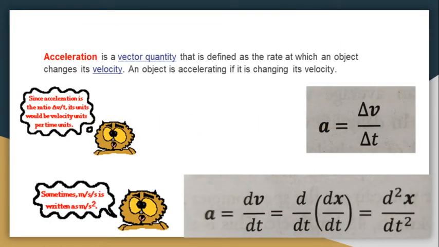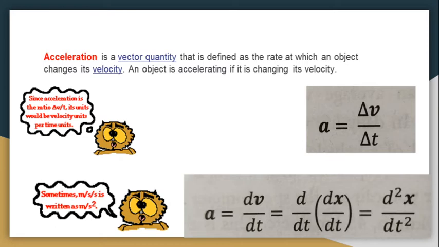Acceleration is a vector quantity that is defined as the rate at which an object changes its velocity. An object is accelerating if there is a change in its velocity. We denote acceleration by a, that is, the ratio of change in velocity divided by change in time, that is delta v divided by delta t.